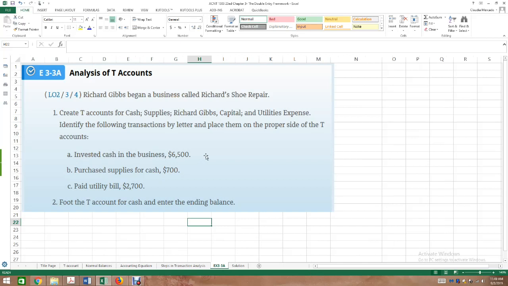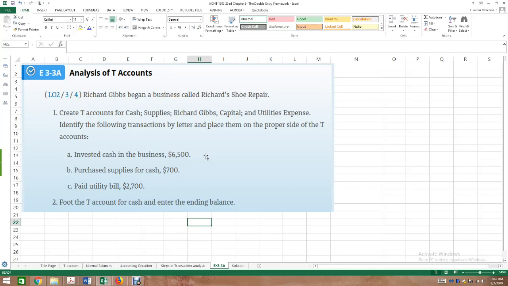Okay? The first transaction says we invested cash in the business. Okay, so this is Richard Gibbs, and he is opening a shoe shop. Okay, and he is investing money into his business. So he took out money from his personal bank account, and now he's going to put that money into the business account so we can start operating.